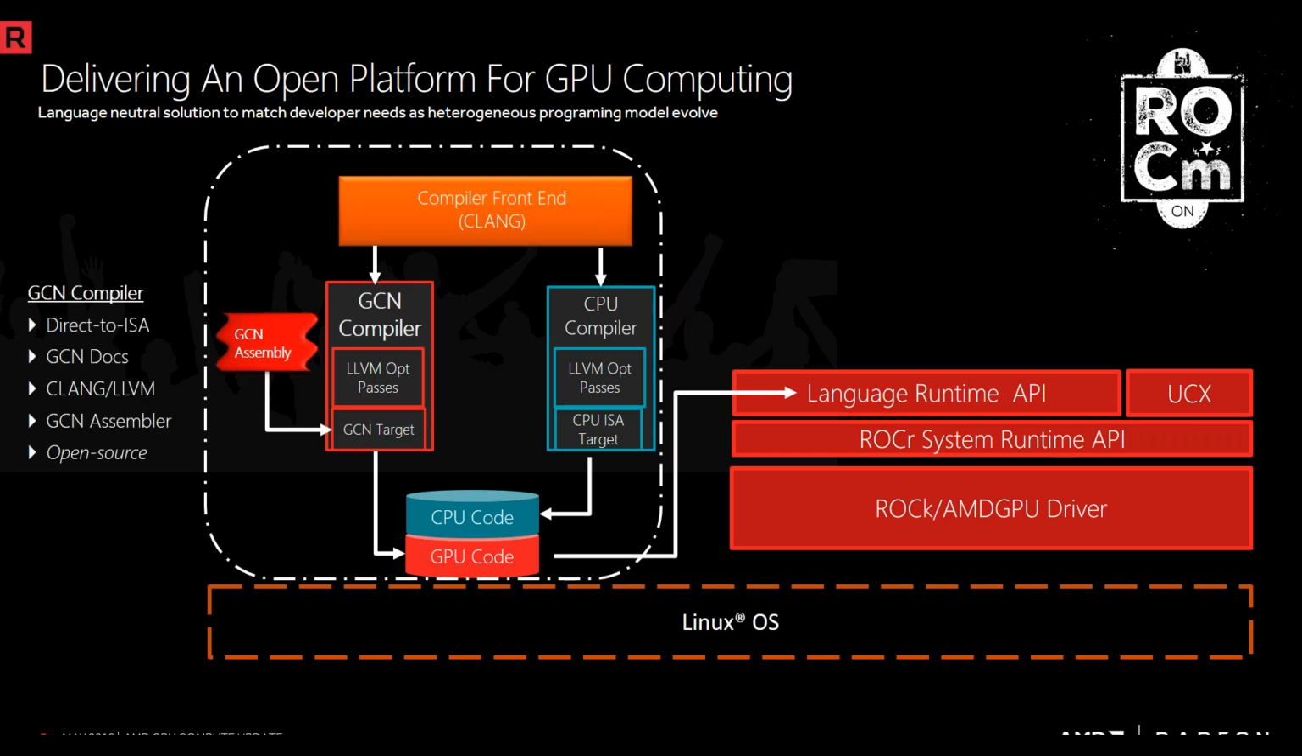So the GCN compiler directly converts to the GPU ISA, and we have documentation for the GCN compiler, LLVM, Clang, LLVM, and the GCN assembler. We support both Linux and Windows, though Linux is shown here. The advantage of this stack is that everything is open source, like the compiler, the GCN architecture, the ISA, the whole flow is complete, and the driver, AMD GPU driver, ROCm driver, all are open source. I'll give the link for you to try out.